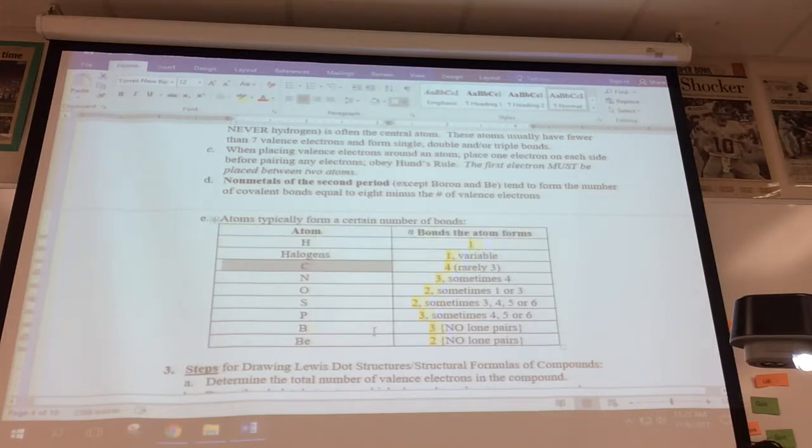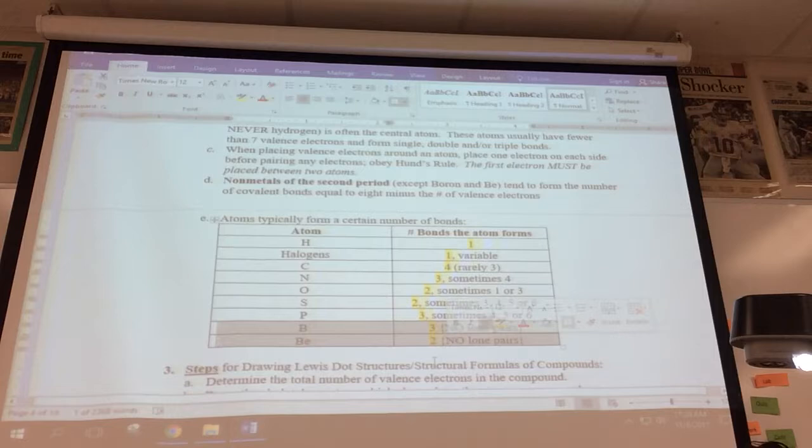Carbon is in group 14. How many valence electrons? 8 minus 4 is? Nitrogen group 15. 8 minus 5 is? 3. That's how many bonds typically forms for period 2 elements. Oxygen group 16. 8 minus 6 is? 2 bonds. Sulfur, same group. Phosphorus, same group as nitrogen.